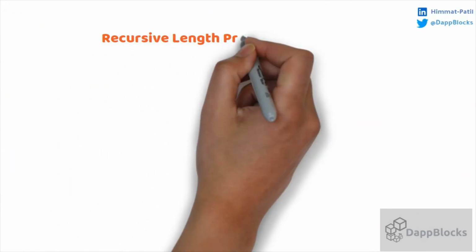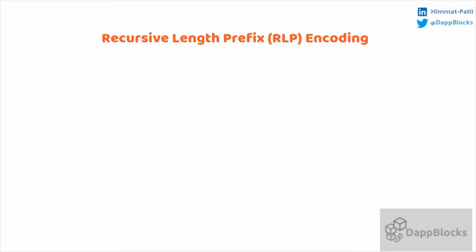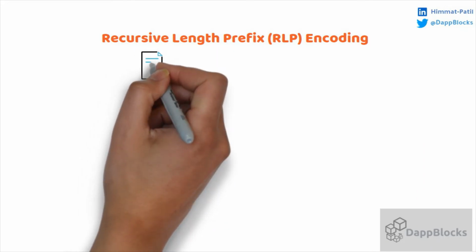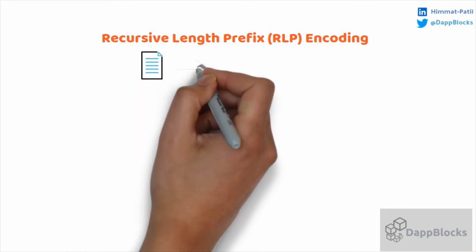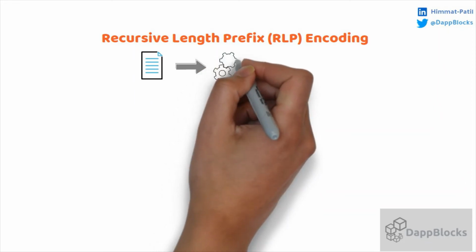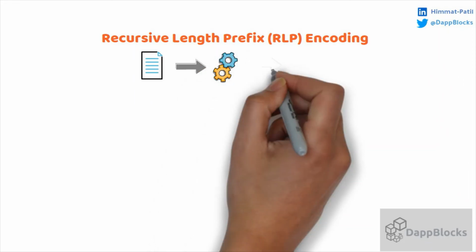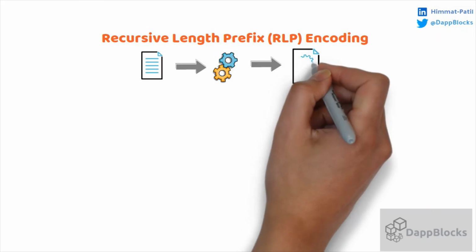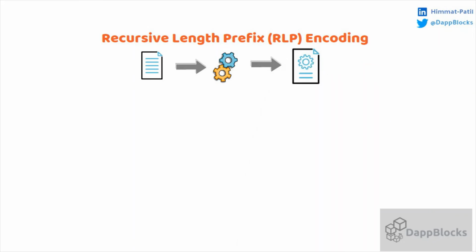Let's understand one more concept called RLP, recursive length prefix encoding. RLP is the main encoding method used to serialize objects in Ethereum. The transaction message is serialized using the recursive length prefix. RLP does not contain any field delimiter. A length prefix is used to identify the length of each field.